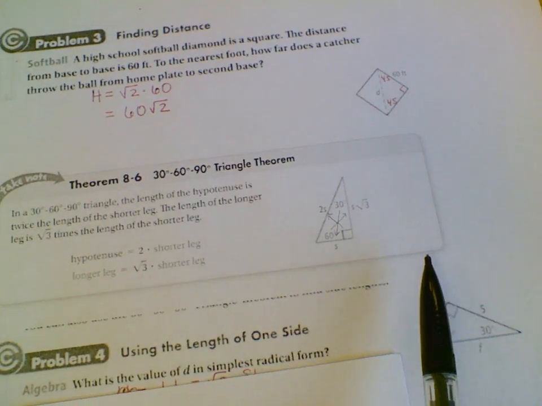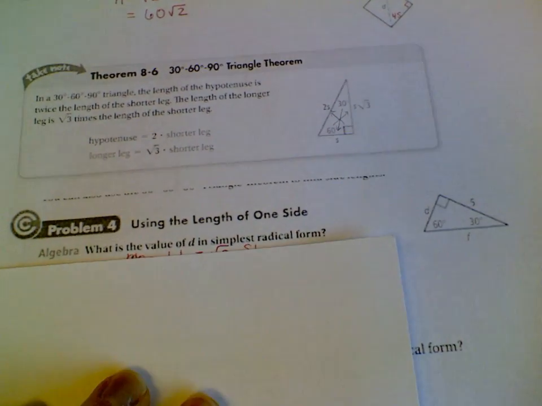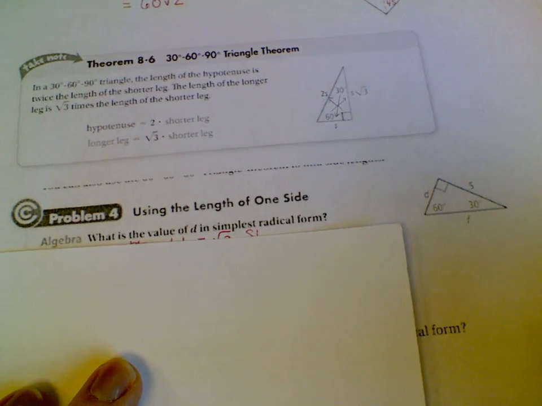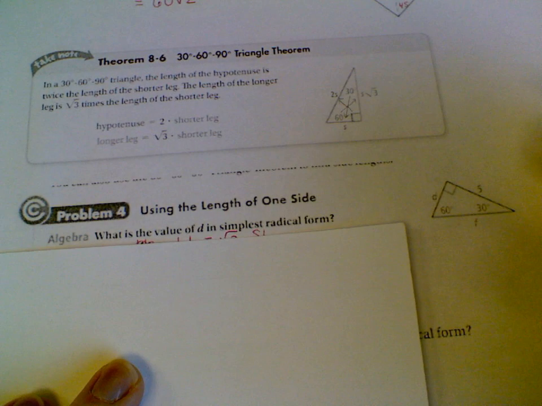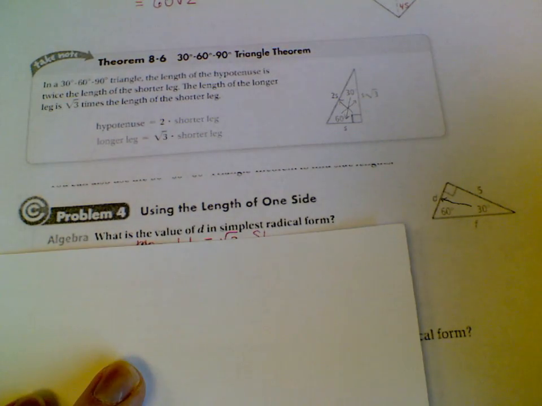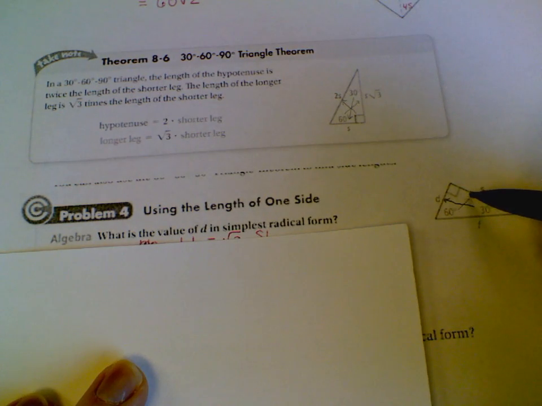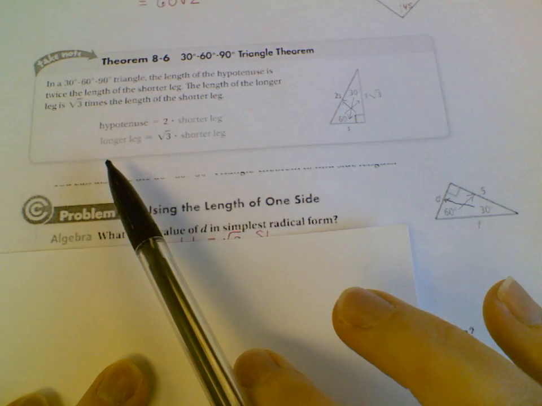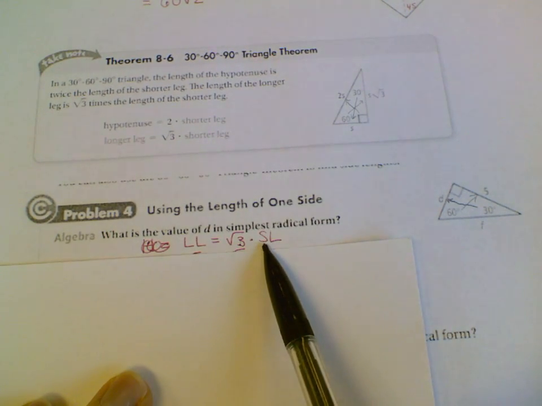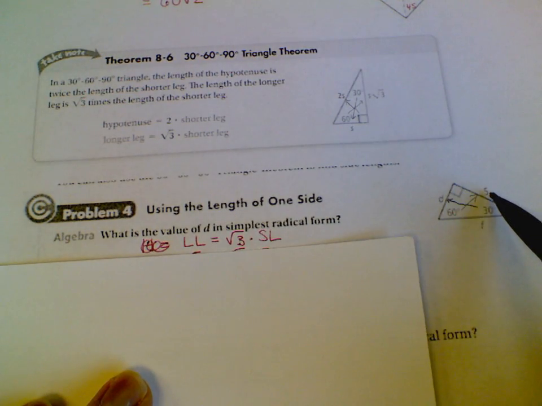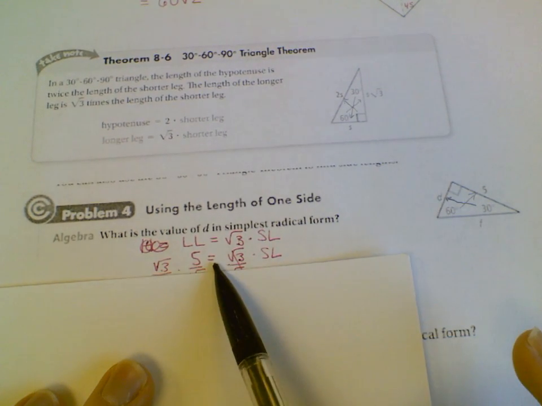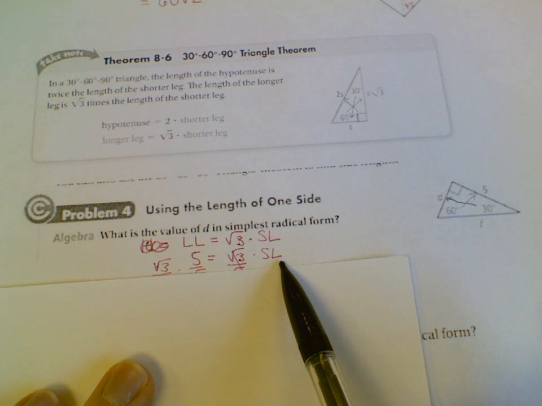So in problem 4, I see I have a 30, 60, 90 triangle. So then the next thing I do is analyze what they are giving me. They are wanting me to find D, which ends up being the short leg, and they are giving me currently the long leg. So I look up here at my formula. It says long leg equals the square root of 3 times the short leg. So then I can plug in 5 for the long leg. So I would have 5 equals the square root of 3 times the short leg.